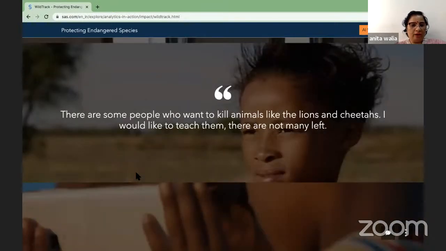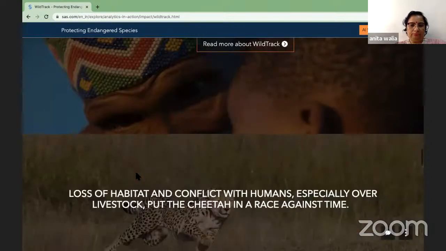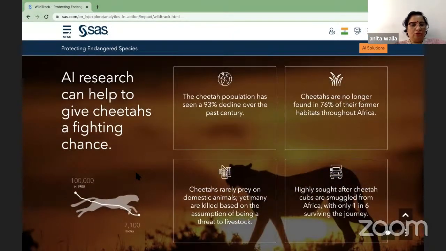So we will just go ahead and see. I'll show you the solution. So AI researchers can help to give the cheetah a fighting chance. The cheetah is less in number, almost an endangered animal.